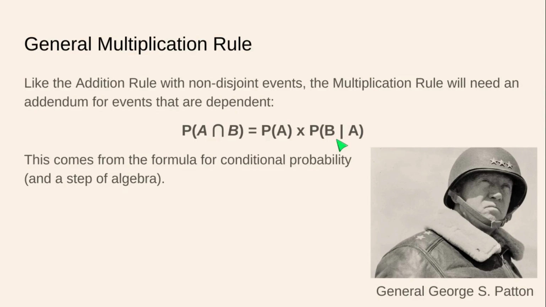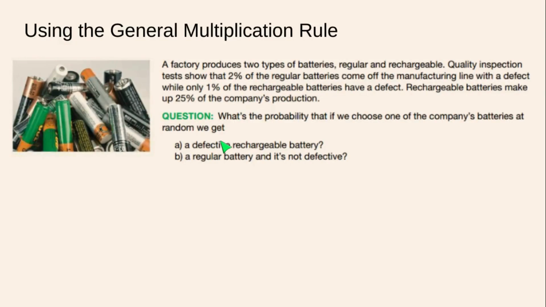You'll recall conditional probability of B given A is equal to probability of A intersect B, probability of A and B, divided by probability of A. So all we needed to do is multiply probability of A on both sides, and we get our formula for multiplication rule given dependent events. So now let's go to an example.